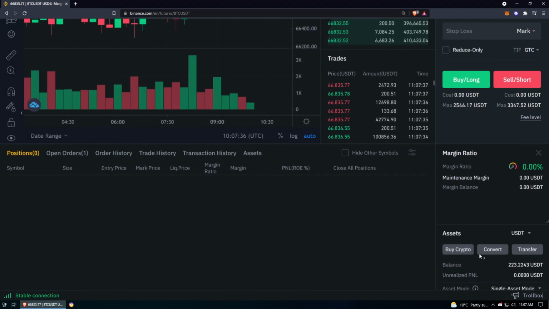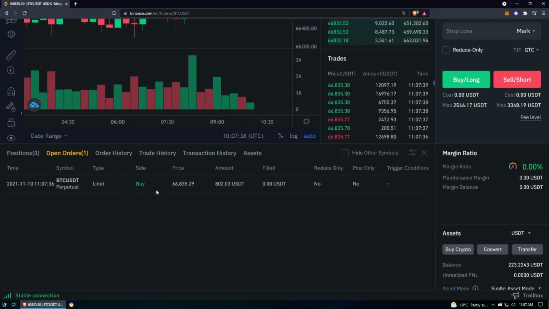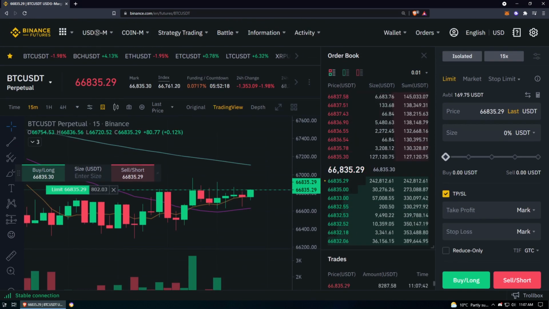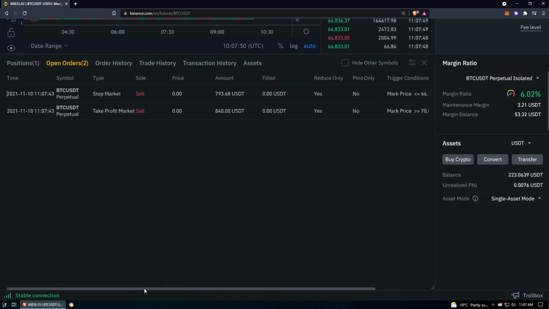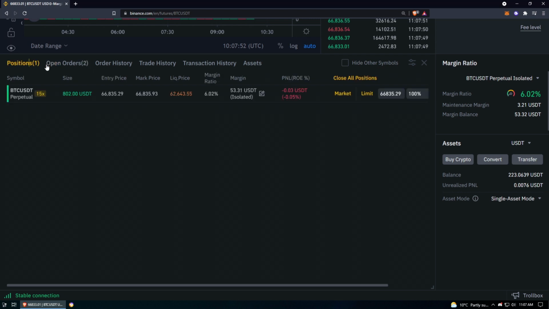There we go, my order was submitted. It didn't go through yet because the price apparently has risen. Yes. Okay, my order has just been filled. Here are my take profit and stop losses. You can see them right here in the open orders, but if we go to positions, this is my position right now.